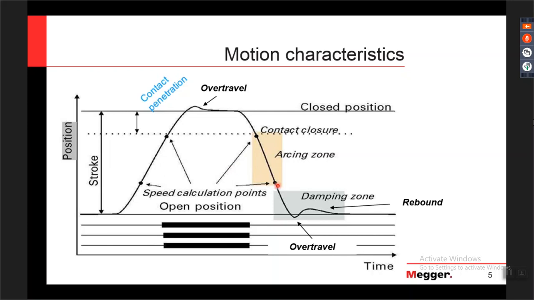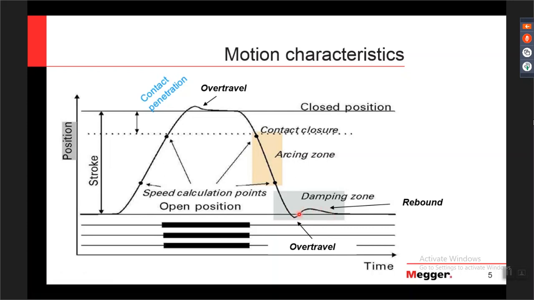And after the arcing zone, the damping zone starts to dampen out the force, the energy that you have in the moving contact. So if you don't have a good damping, then it can mechanically hit the stop here and actually be destroyed. So at open you also have an over travel and a rebound.